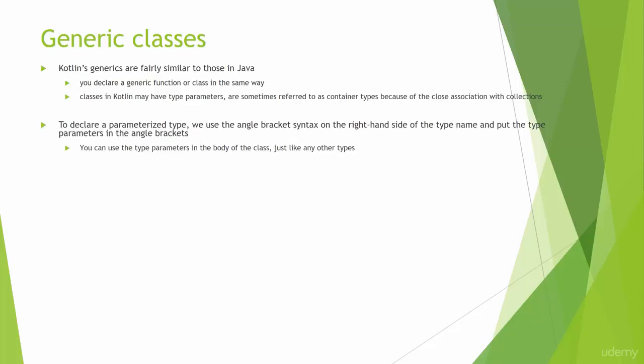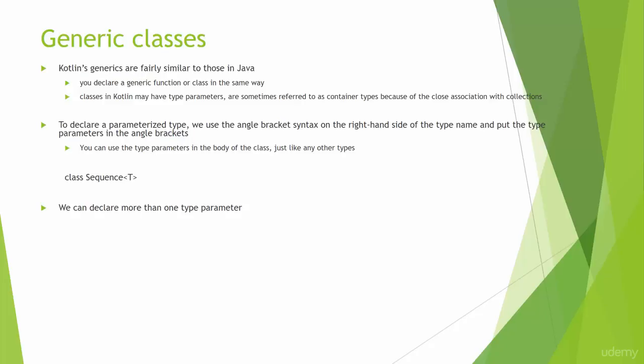To declare a parameterized type, we can use the angle bracket syntax just like we do in Java, on the right-hand side of the type name, and put the type parameters in angle brackets. So you can use the type parameters in the body of the class just like any other types. Again, similar concepts to Java. Well, actually the same concept as Java, right? How do we identify a generic class in Kotlin? The same way we do in Java, we see that angle bracket syntax. It's after the class name. And then the type parameters go inside the angle brackets, with more than one type parameter separated by commas.